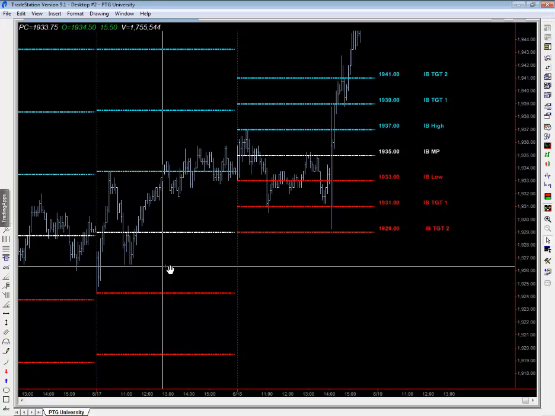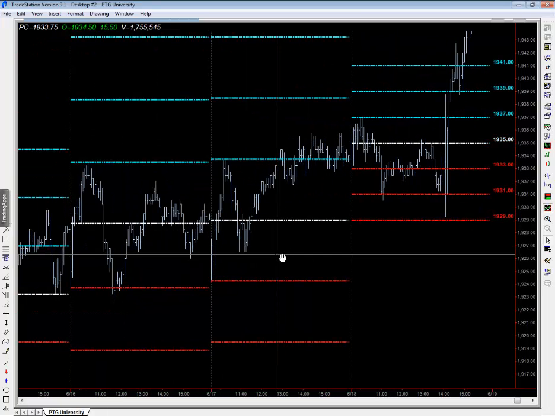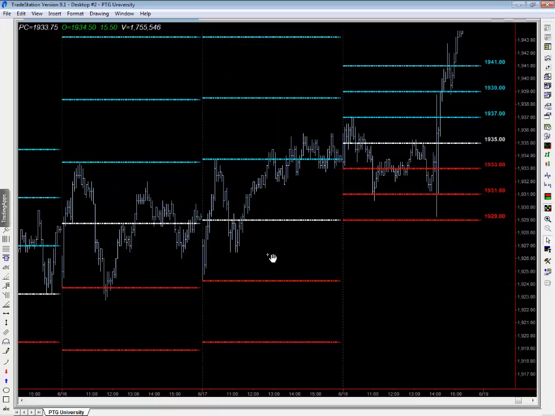Let me move the chart over just a touch and take a look at this particular day. On 6/16, the market opened and had a fairly wide opening range as well as a fairly wide initial balance range. The initial balance first hourly high pushed up to this level and then ultimately pushed back down to form this lower level here, all within the context of the first hour.